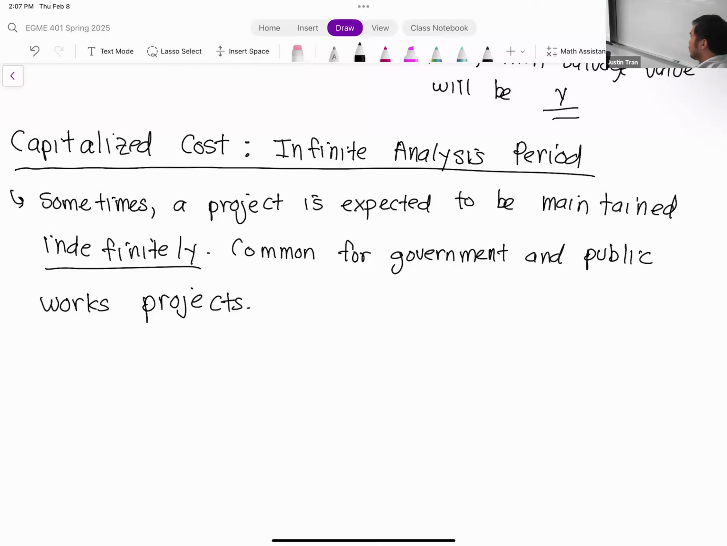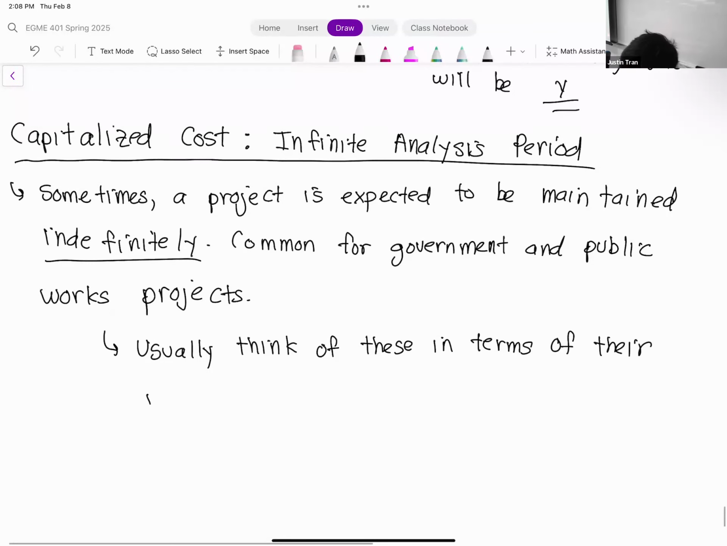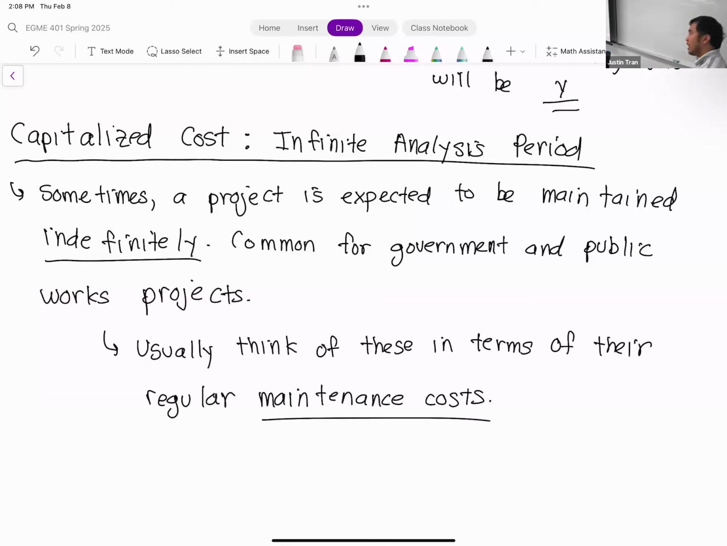Usually when you have these types of projects, we think of them in terms of their regular maintenance costs. So how much do they need on a yearly basis, on a monthly basis, to maintain their use? How much is it going to cost to maintain them on a regular basis?